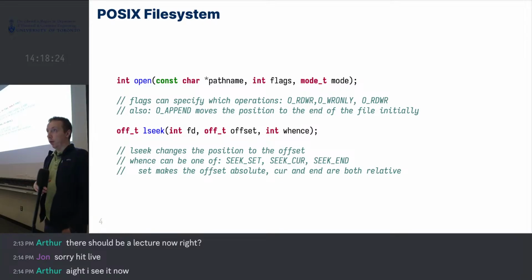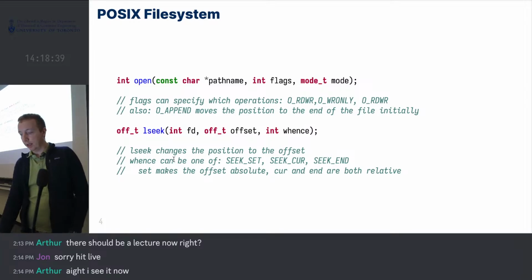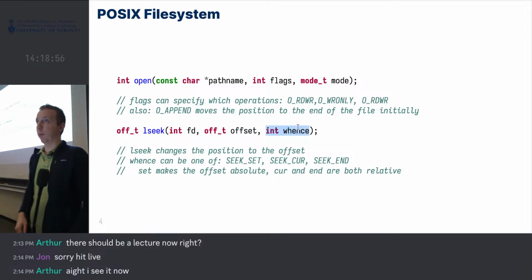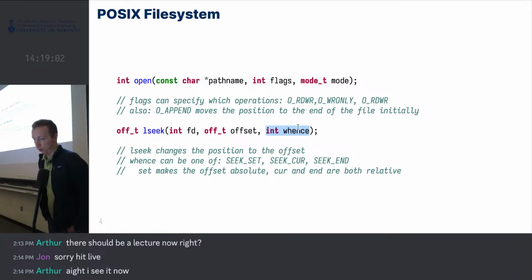So the only way to modify where in the file your read and write system calls are going to read and write from is with this lseek system call, which we haven't seen yet. It takes a file descriptor and an offset. An offset is just the number of bytes to move this pointer, so either negative, 0, 1, 2, whatever. And then the third parameter is whence. Whence just means what this offset is relative to.